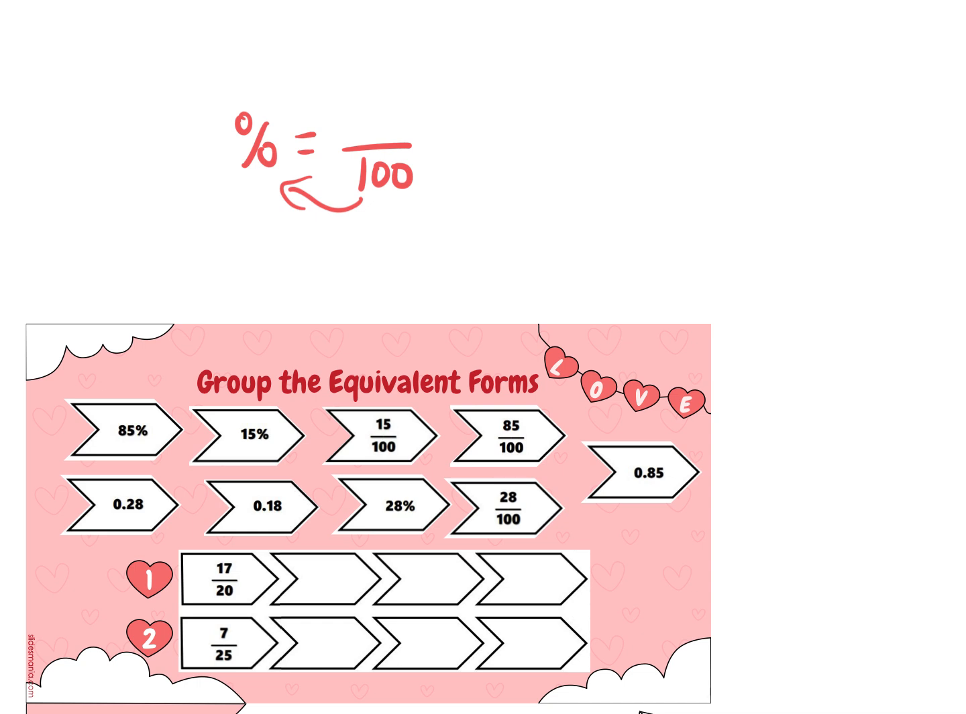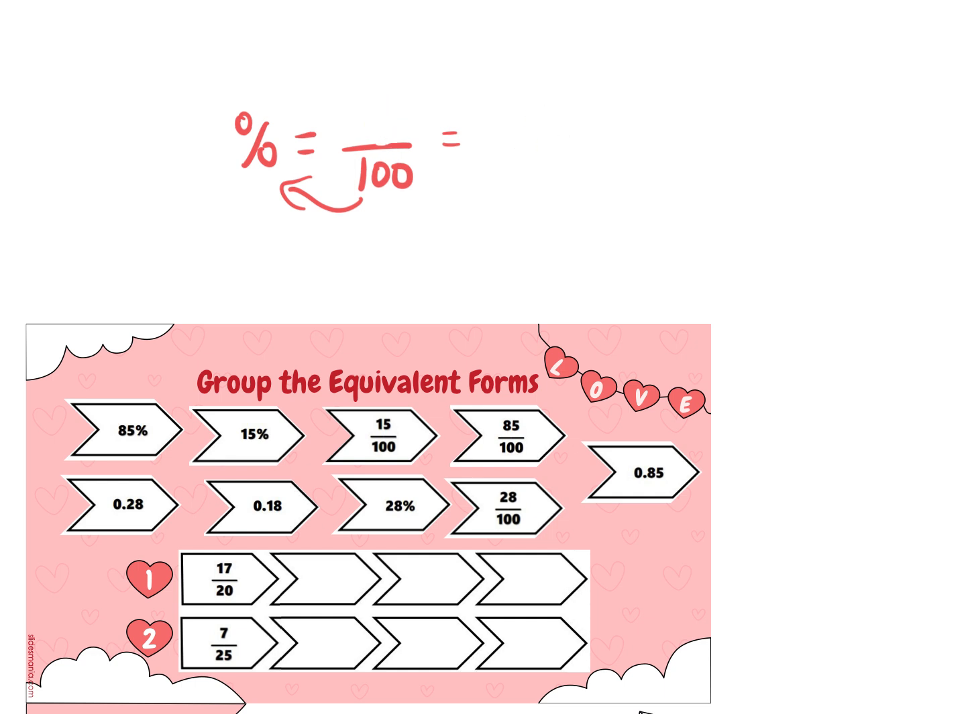And then once I have that top number, for example, let's say you have 3 out of 100, that would be 3%. Or if you had 18 out of 100, that would be 18%. So once I have it out of 100, I can move it to a percentage.